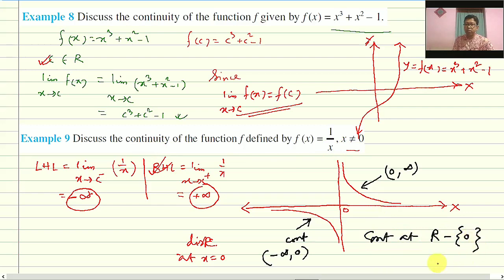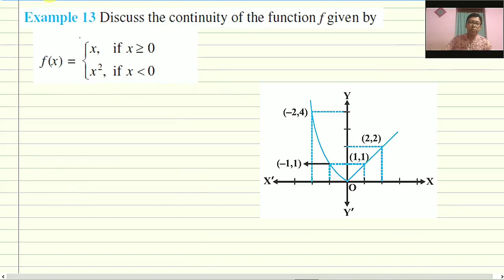Okay, next. Discuss the continuity of the function f given by f of x is equal to x if x is greater than or equal to 0, and x square if x is less than 0. This is another interesting question. First part is linear, second part is quadratic. Linear means a straight line. Every polynomial is continuous. This is a linear polynomial because its degree is 1. So it is continuous everywhere, and x square is a quadratic polynomial, so it is also continuous.